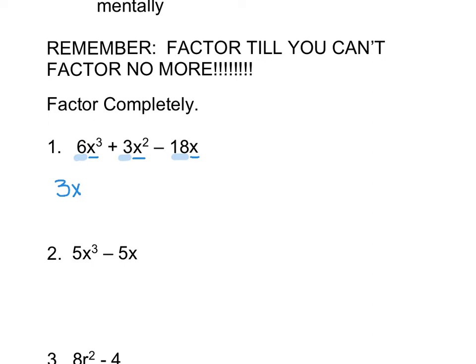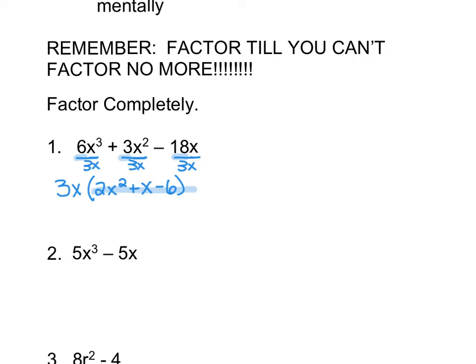Remember, number one mistake is people forget to put that 3x still in their answer, and that is super important. So let's see what is left. If I factor out a 3x from each of these, I'm going to divide them, and I'm going to be left with 2x squared plus x minus 6.